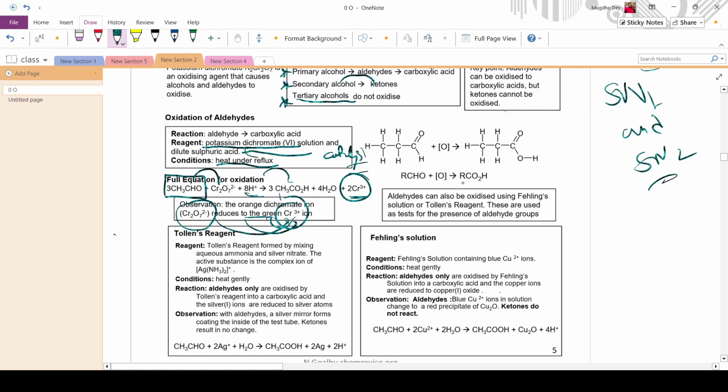Aldehydes can also be oxidized using Fehling solution or Tollens reagent. These are also oxidizing agents, it's just that they're different. Tollens reagent is formed by mixing aqueous ammonia and silver nitrate. The active substance is the complex ion. So you just have to remember this part. That's it. You don't have to remember the whole thing.